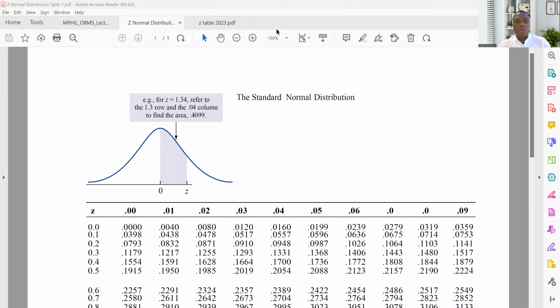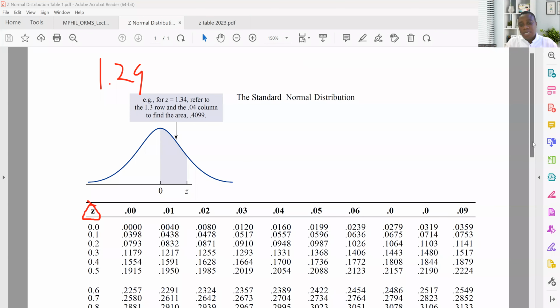All right, so let's start now by looking at the table. Remember, we had a value of 1.29. How do you read it? It's a Z value, so this is a Z column here.